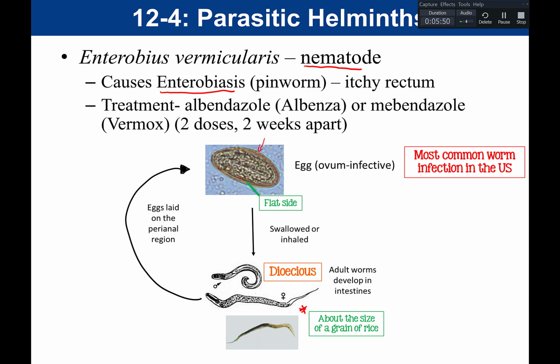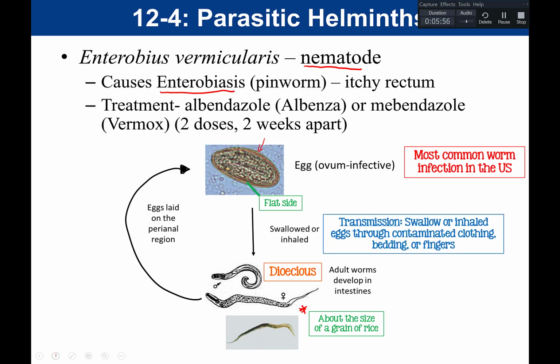So now we're going to move on to the infectious stage and the mode of transmittance. The egg is the infectious stage. This is the stage that causes the disease. The way that you get pinworm infection is through the swallowing or inhalation of the eggs through contaminated clothing, bedding, or fingers from scratching, for example. Poor sanitary habits of children make them especially likely to transmit the disease.